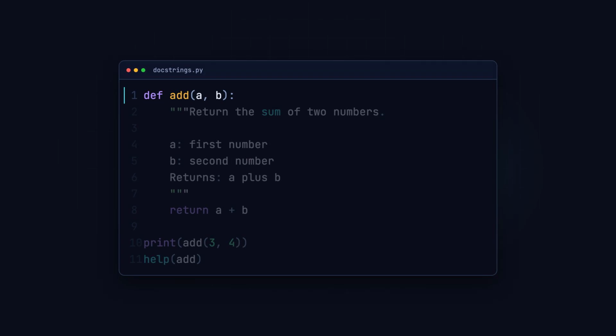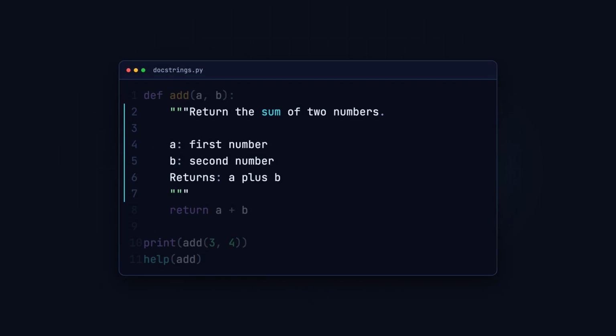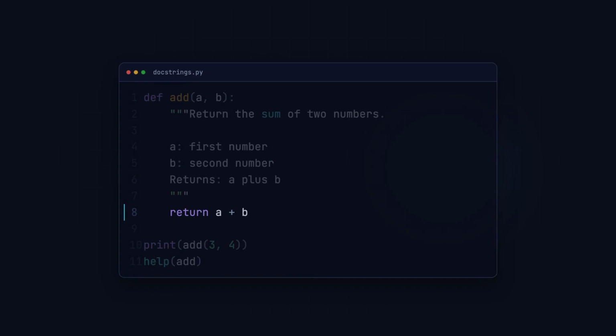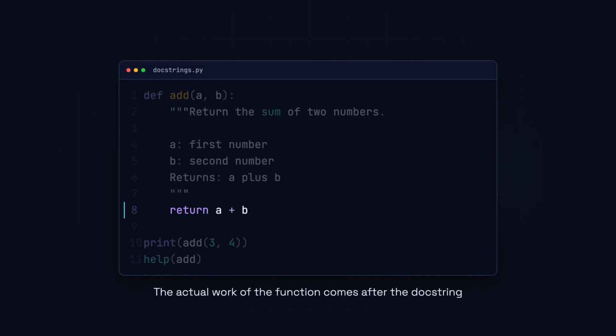We start by defining a function called add that accepts two parameters, a and b. Immediately after the def line we open triple quotes. Everything inside until the closing triple quotes is the docstring. We describe what the function does, what each input is, and what it returns. After the docstring we write the real function logic. The docstring does not affect what the function does, it only documents it.